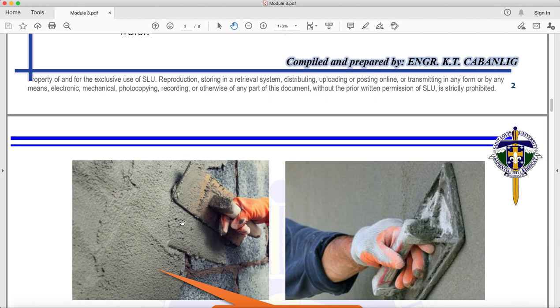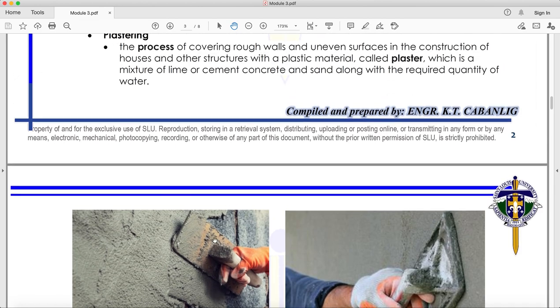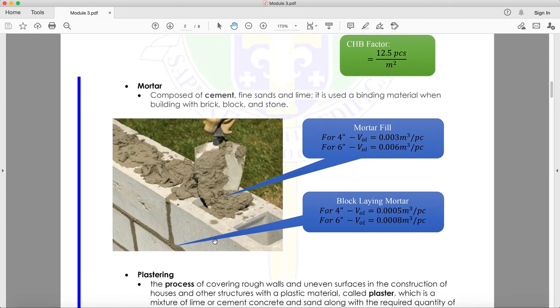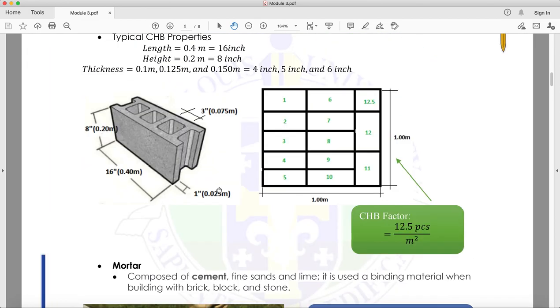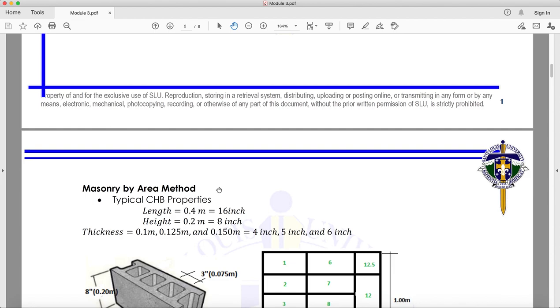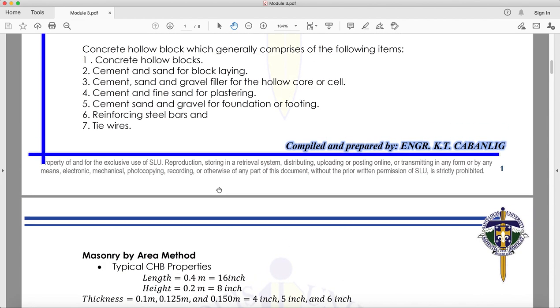So tatanggalin ng mason tapos kikinisin niya ulit tapos may lalabas. So that's why when we do a plastering, we only use fine sand. Okay? Yan. Or if ayaw naman natin, mag-sieving.